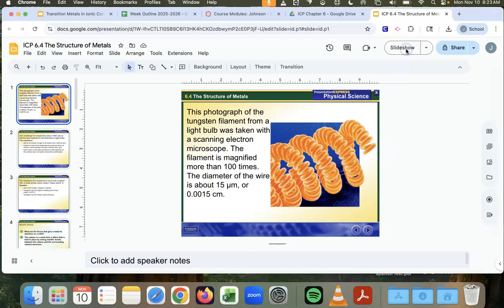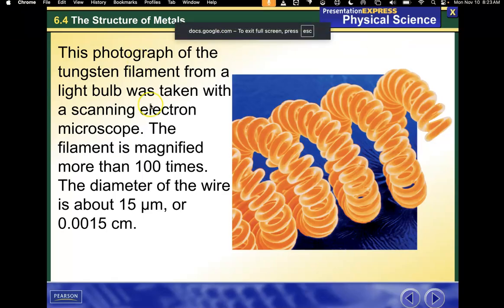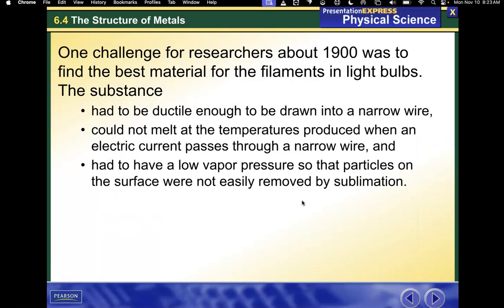All right, so the last type of bond is metallic bonds. So here's a tungsten filament from a light bulb. From a light bulb was taken the scanning electron microscope image. The filament is magnified more than 100 times. The diameter of the wire is about 15 micrometers or 0.0015 centimeters.